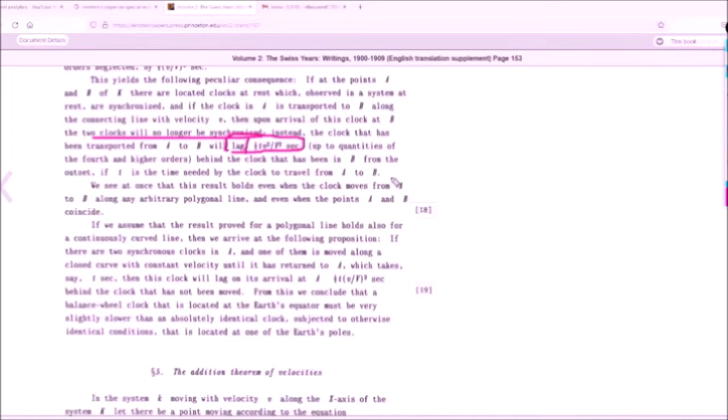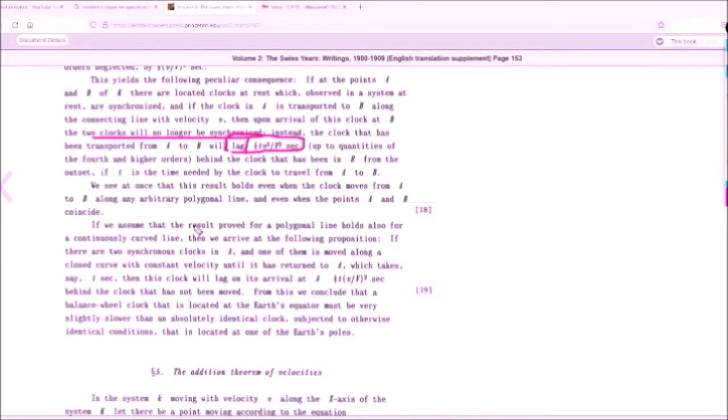Of course, there is no lagging, nothing is going to change whatsoever. The lagging here is because you are putting things in motion, so you are assuming there is lagging, but you have a motion. So the clocks are not going to change and the time is not going to change. We see at once that the result holds even when the clock moves from A to B along an arbitrary polygonal line, and even when the points A and B coincide.